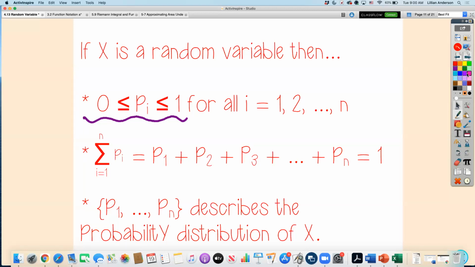The second one says, what does this symbol mean? It's sigma notation, it represents the sum of. So it's saying the sum from 1 all the way up to n of all of your probabilities. That's saying all of your probabilities, when you add them up, should equal 1.